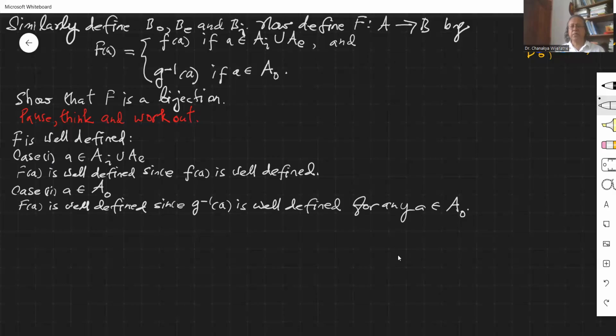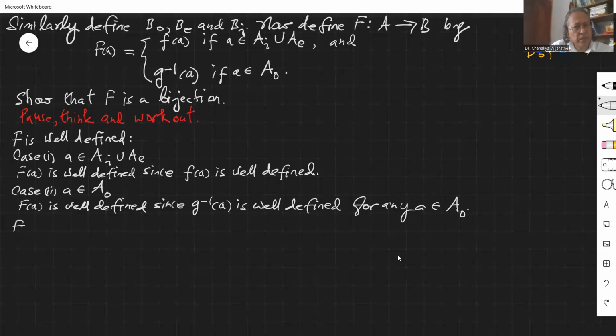Because it means that it has at least one ancestor, because it has an odd number of ancestors. So therefore, G inverse of A exists, which means G inverse of A is well defined. So F of A is well defined, and so F is well defined.